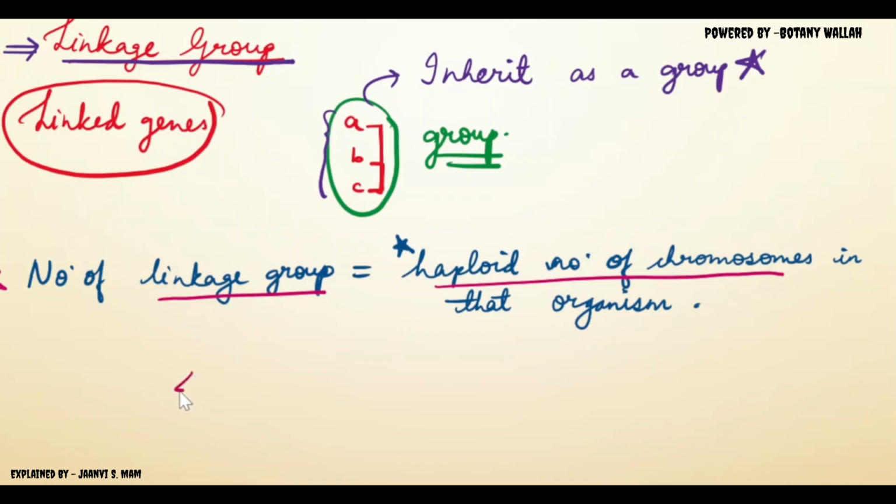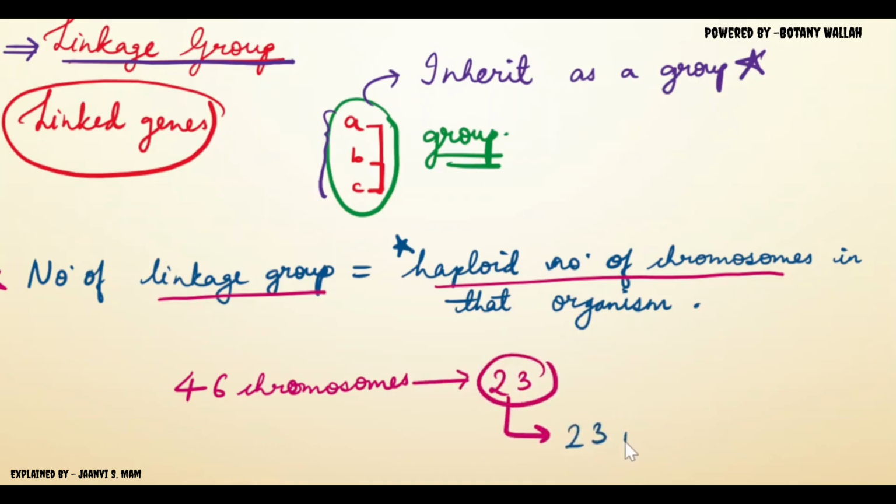In humans there are 46 chromosomes as a whole, that is 23 pairs of chromosomes, so the haploid number is 23. So we will say that in humans there are 23 linkage groups. It is always the haploid number of that particular organism.